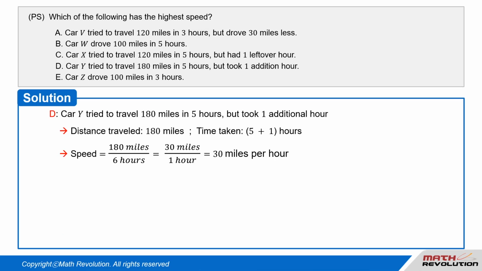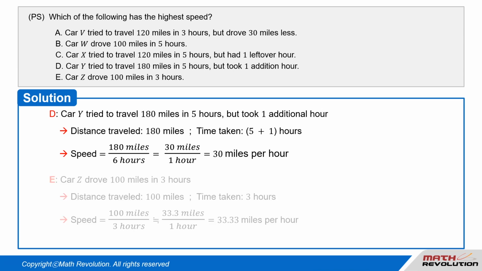D. Car Y tried to travel 180 miles in 5 hours, but took 1 additional hour. The distance traveled is 180 miles, and the time taken is 5 plus 1, or 6 hours. So speed equals 180 miles over 6 hours, which equals 30 miles over 1 hour, which equals 30 miles per hour.